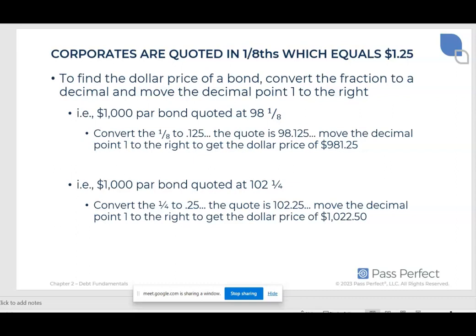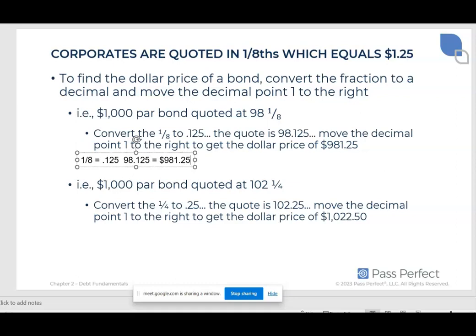You can always use your calculator. In fact, I encourage you to use your calculator for any math problem. Just take 1 divided by 8 in your calculator, and you'll get 0.125. So if the quote is 98 1/8 in fractional format, then it would be 98.125 in decimal format. Now that we see it in decimal format, you can multiply by 10 or move the decimal point one place to the right, and it works out to $981.25. So that would be the market price of this bond.